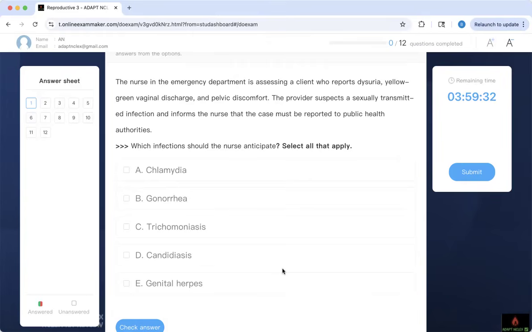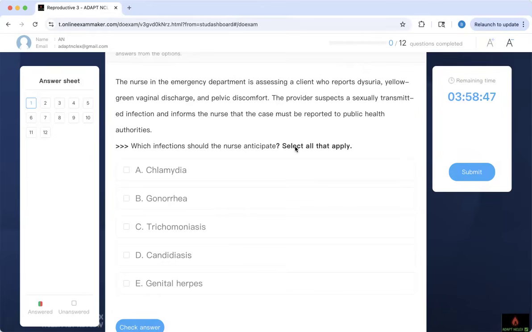A nurse in the emergency department is assessing a client who reports dysuria, yellow-green vaginal discharge, and pelvic discomfort. There's a reason why these symptoms are there. The provider suspects a sexually transmitted infection and informs the nurse that the case must be reported to public health authorities. Which infection should the nurse anticipate? Select all that apply: chlamydia, gonorrhea, trichomoniasis, candidiasis, genital herpes. Pick your answer, pause the video, and then listen to the way I'm going to approach it. After you pick your answer, this is the way you should proceed.